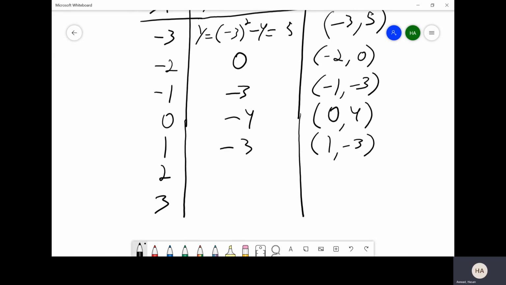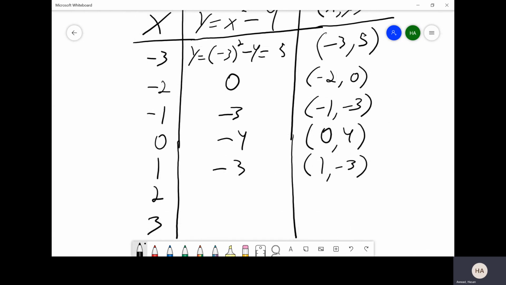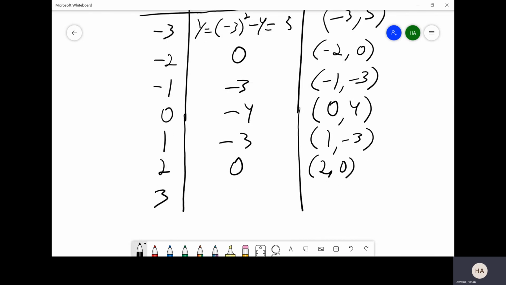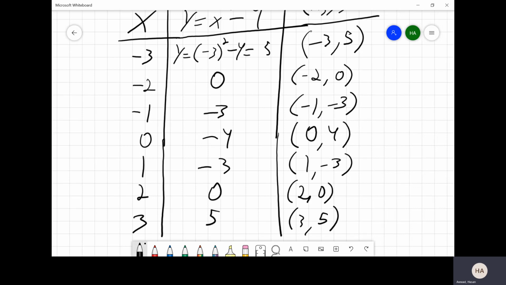Okay, so now we plug in 2. 2 squared is going to be 4. 4 minus 4 is going to be 0. So now we have 2, 0 as opposed to -2, 0, which is what we had above. And 3, we plug in 3, which is 3 squared is 9 minus 4 gives us 5 again. And so we have 3, 5 as opposed to the -3, 5.